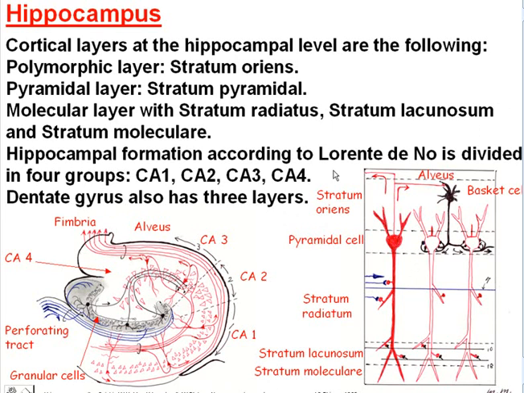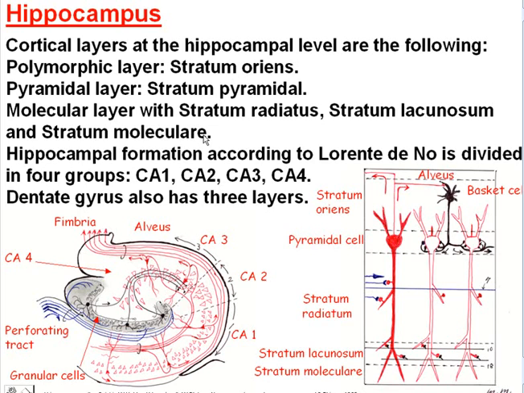The cortical layers at the hippocampal level are the polymorphic layer, which is called the stratum oriens, the pyramidal layer, which is the stratum pyramidale, and a molecular layer with stratum radiatum, stratum lacunosum, and stratum moleculare.